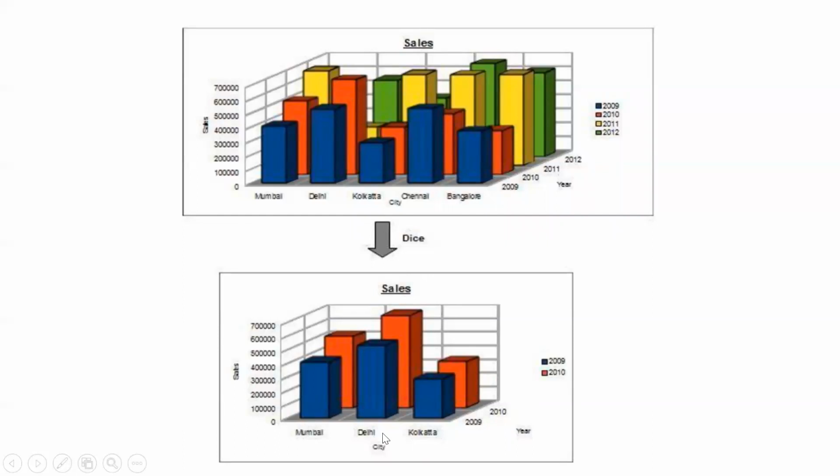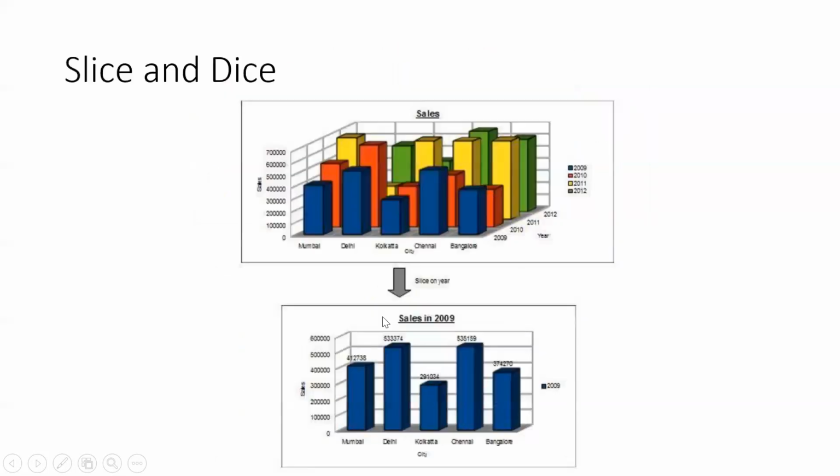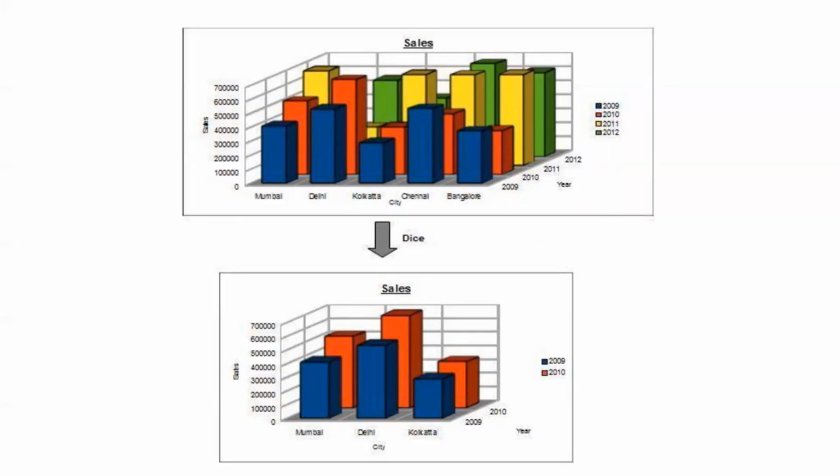Okay. So that's why over here it's dicing in nature. Slicing means we are choosing only one dimension value. Dicing means we are choosing two different dimension values.